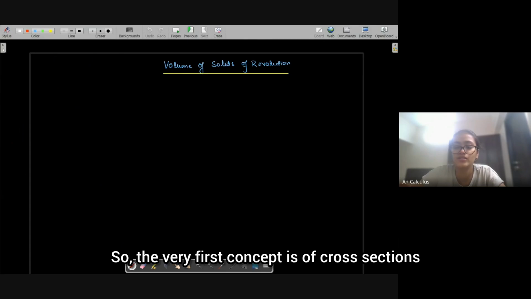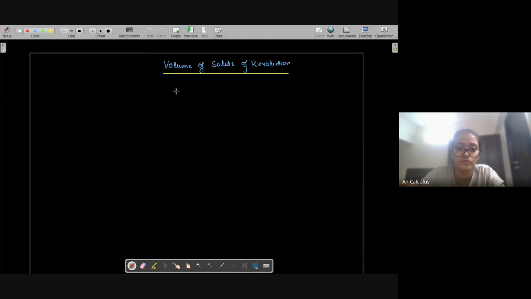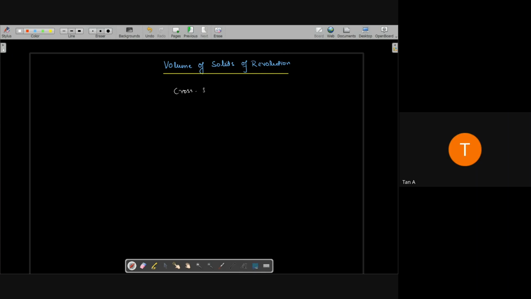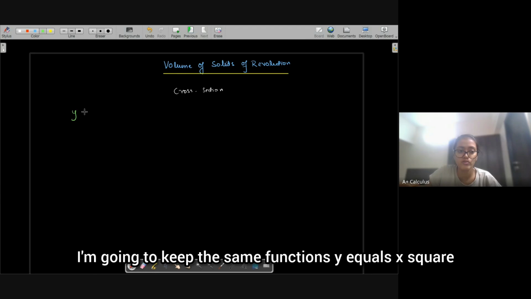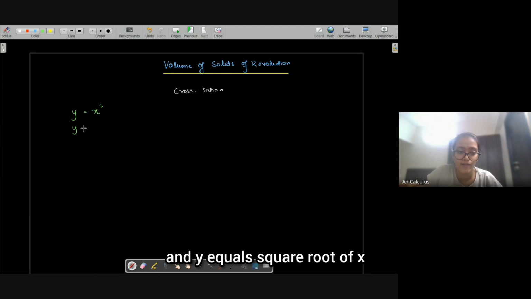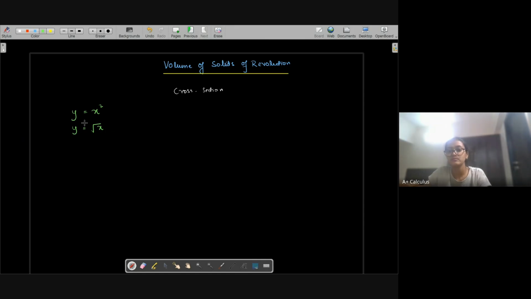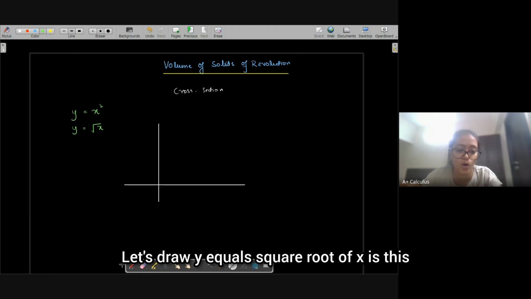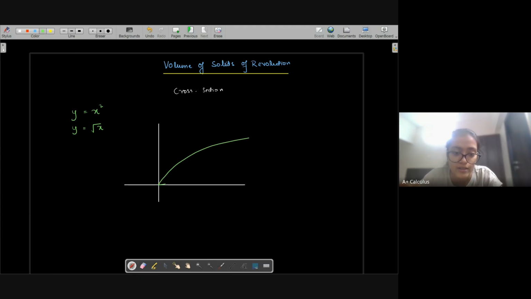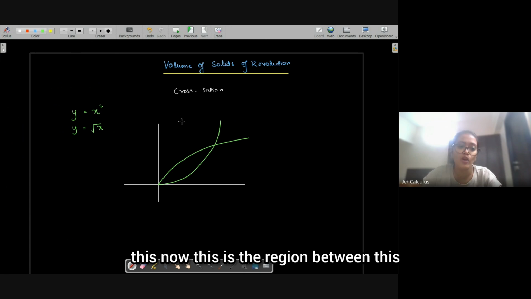So the very first concept is of cross sections. I'm going to keep the same functions, y equals x squared and y equals square root of x. And what we will do is, between this region, let's draw the region. Let's draw y equals square root of x is this, and x square is this. Now, this is the region.